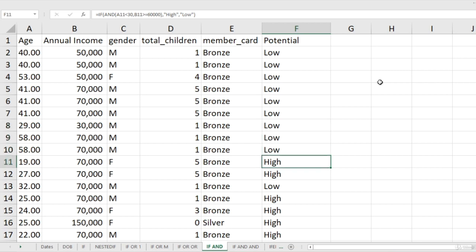But now let's move to row number 11. This customer's age is only 19 years and he is also earning $70,000 a year, which means this qualifies both of our conditions and the potential of our sales is high here. Same goes for the next one, that is 27 years and more than 60,000, actually 70,000. So I would say that the potential is also high here. So this way you can categorize your data into different categories based on multiple conditions.